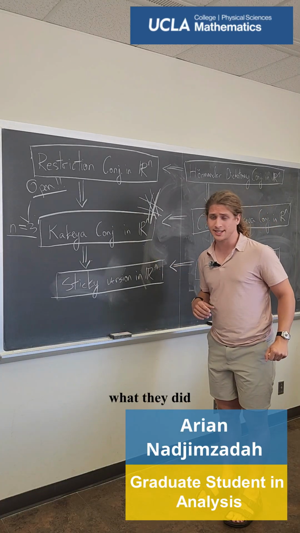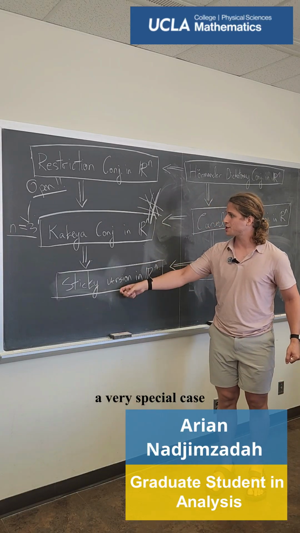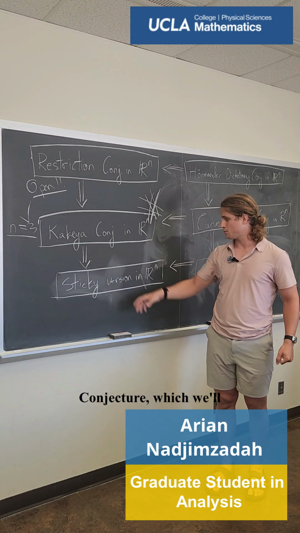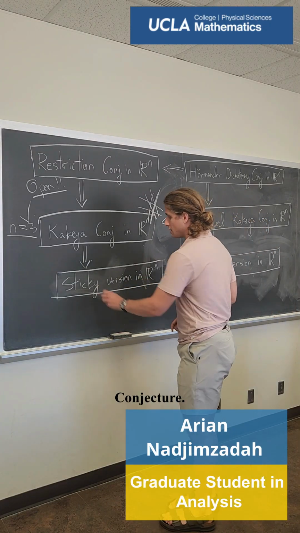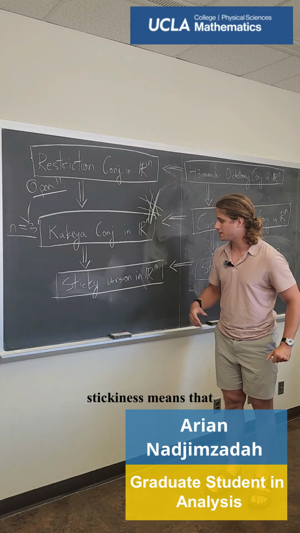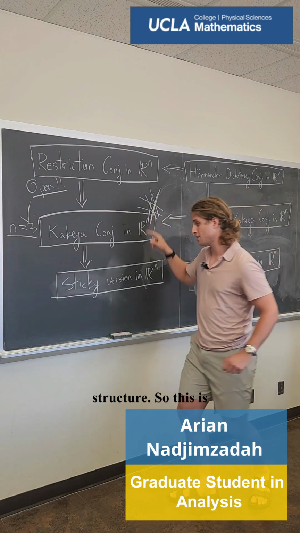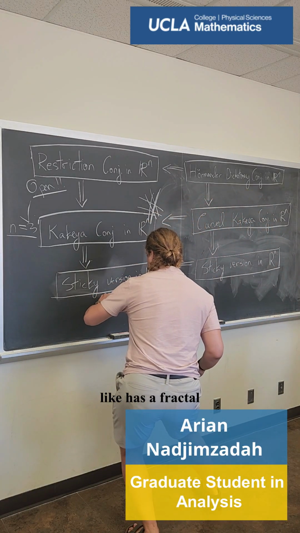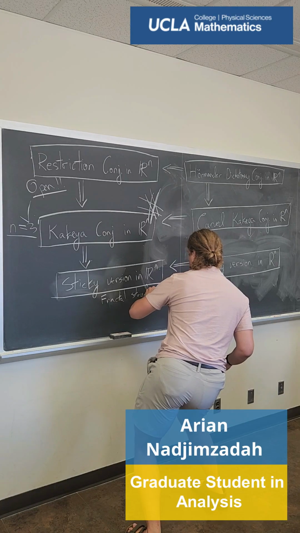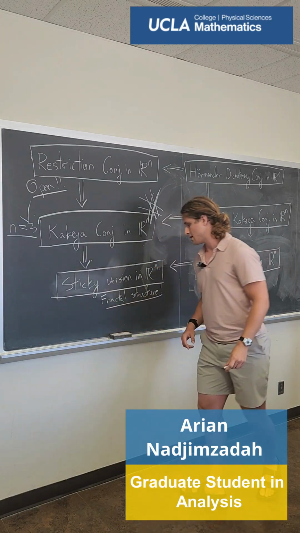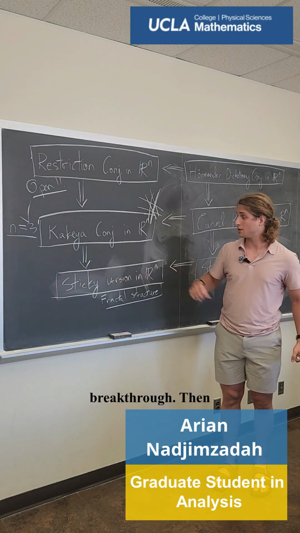And roughly what they did is they first proved a very special case of the Kakeya conjecture, which we'll call the sticky version of the Kakeya conjecture. So roughly speaking, stickiness means that your set of lines has a self-similar structure. So this is like, has a fractal structure. And this special case makes the problem easier. So this was already a big breakthrough.